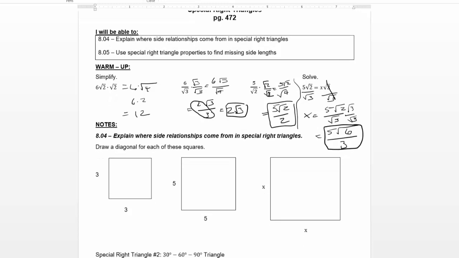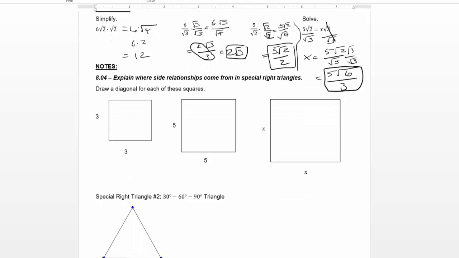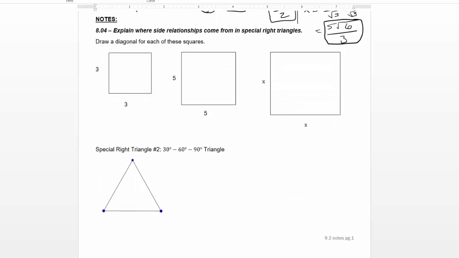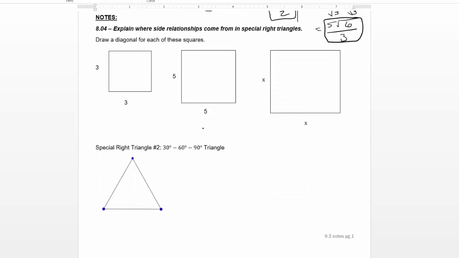Okay, there are two main and major special right triangles, and they come from very common and very important shapes. The first one comes from a square. In particular, we're going to make a right triangle by drawing in a diagonal in a square. So if here's a square that's 3 by 3, I'm going to connect the dots. You can draw either diagonal, but I'm going to draw this diagonal.